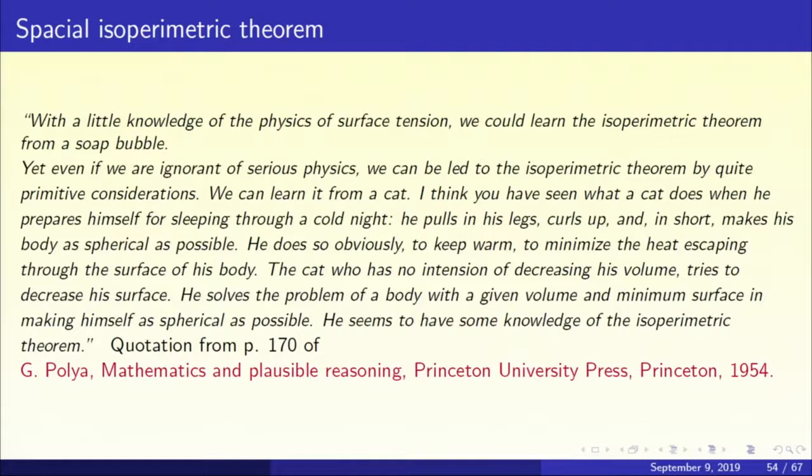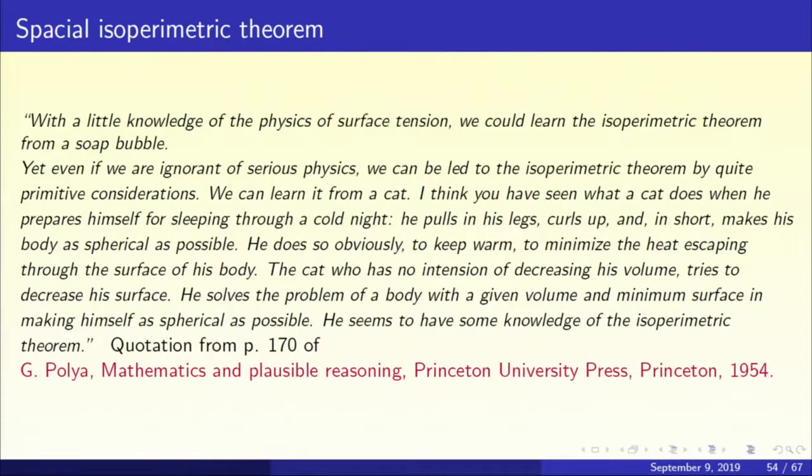He says, with a little knowledge of physics of surface tension, we could learn the isoperimetric theorem from a soap bubble. Yet, even if we are ignorant of serious physics, we can be led to the isoperimetric theorem by quite primitive considerations. We can learn it from a cat. I think you have seen what a cat does when he prepares himself for sleeping through a cold night. He pulls his legs in, he curls up, and in short, makes his body as spherical as possible.